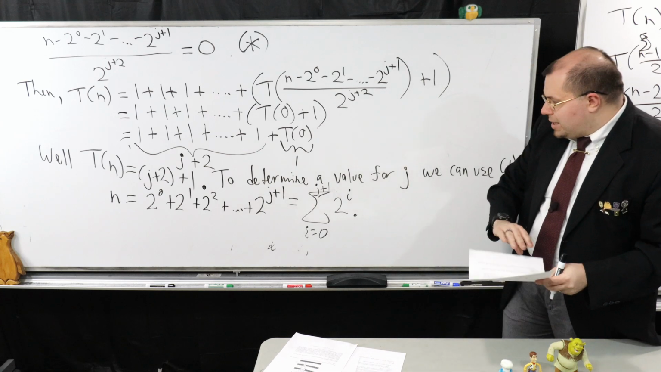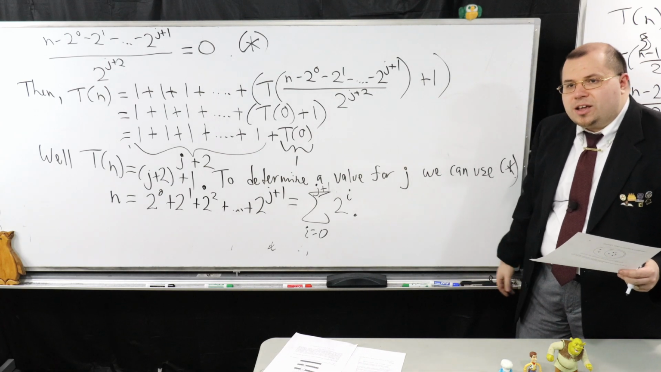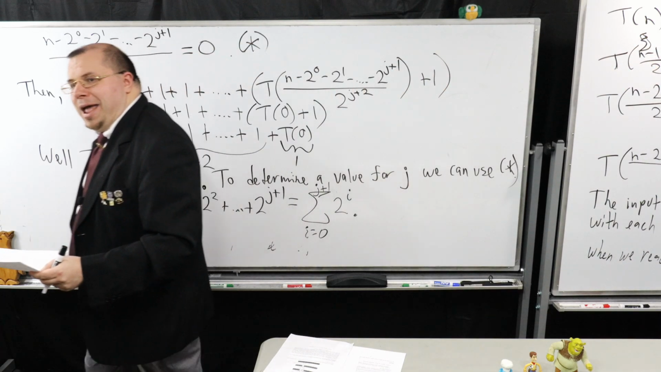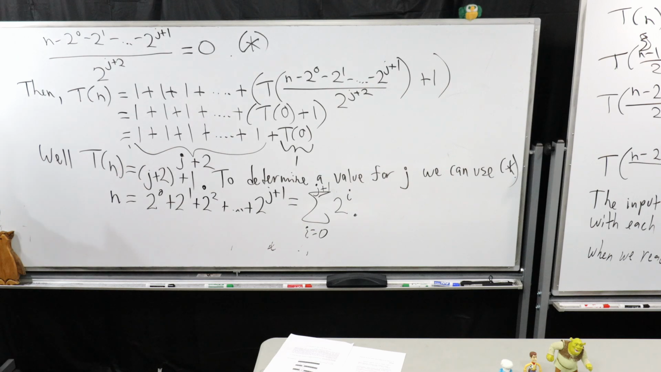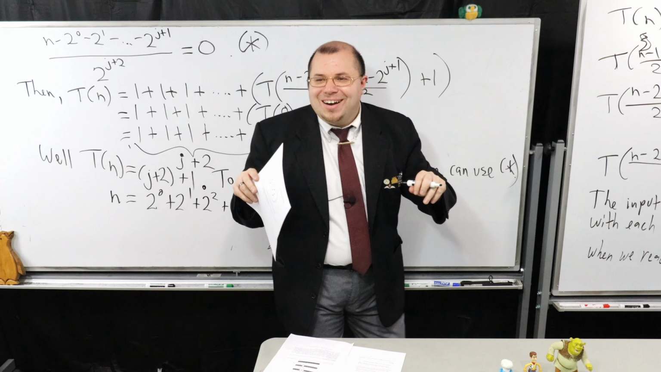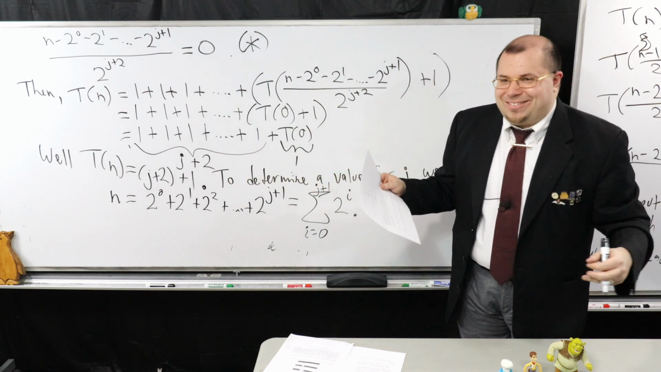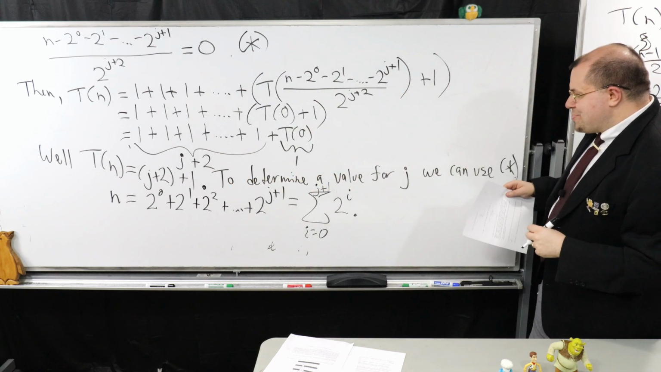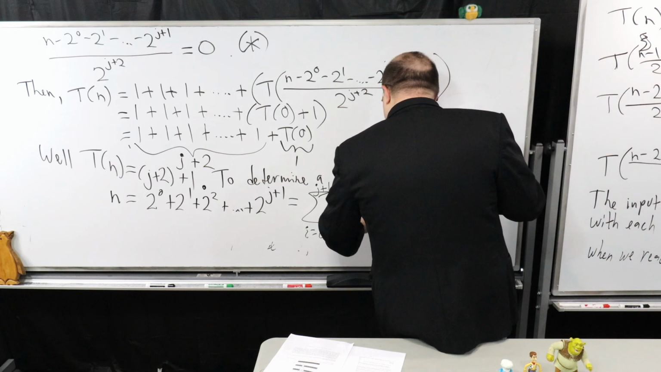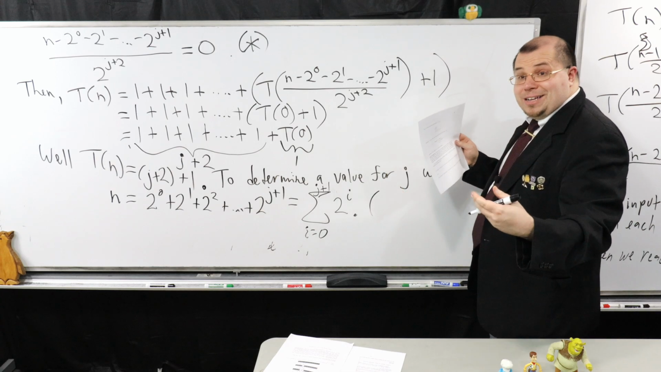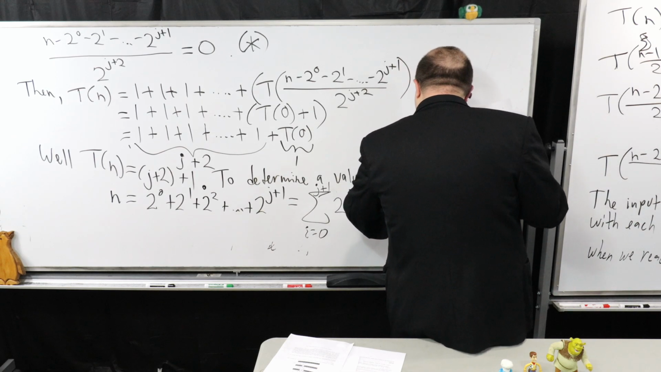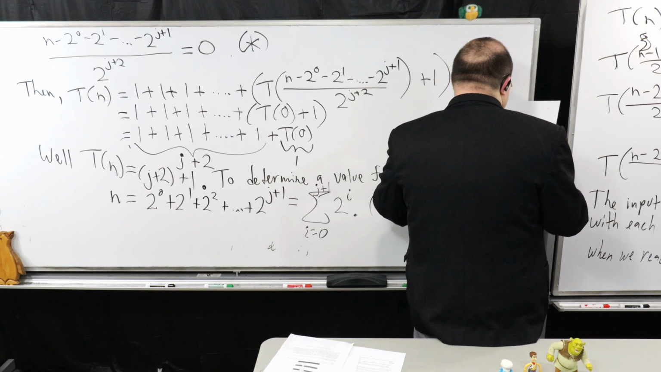Does anybody know what kind of series this is? Don't be shy. This has a really well-known name. It starts with a G. It's a geometric series. Yes, it's a geometric series. In particular, it's really nice because it's a finite geometric series. And the lovely thing is we actually have a closed form for this.